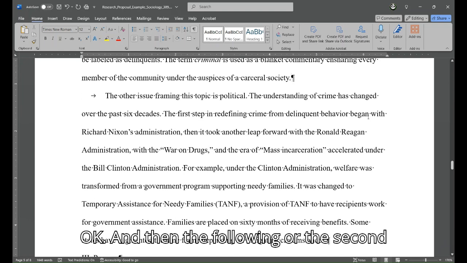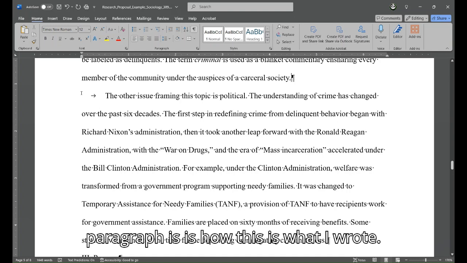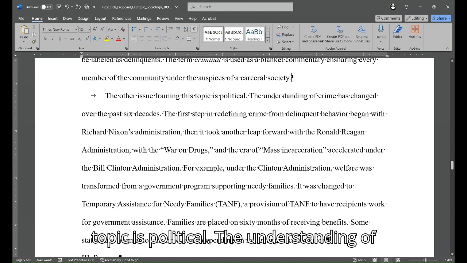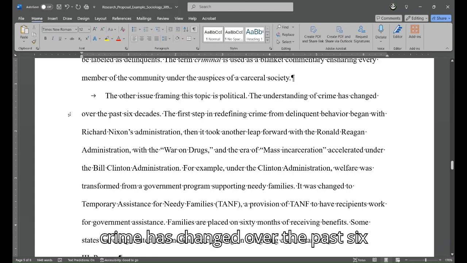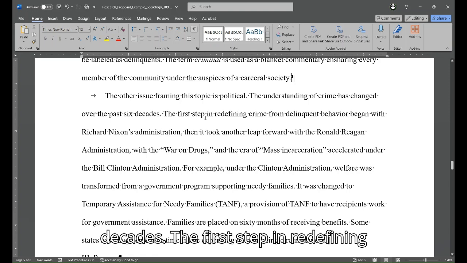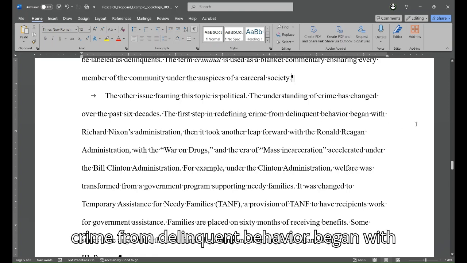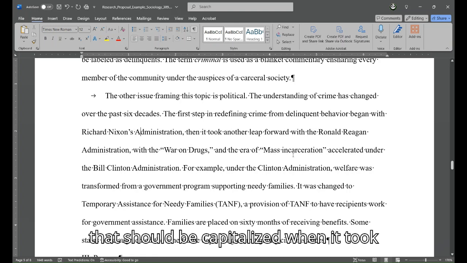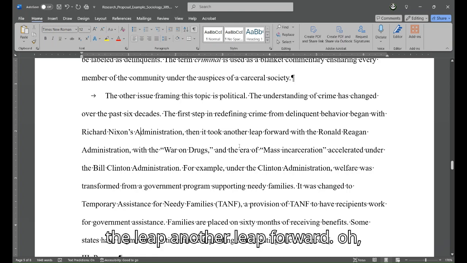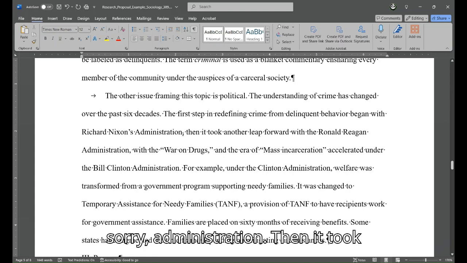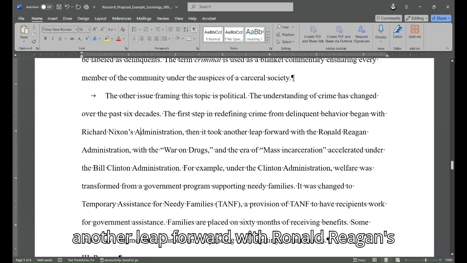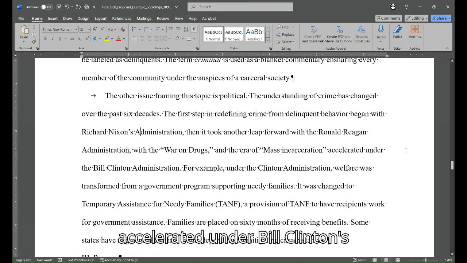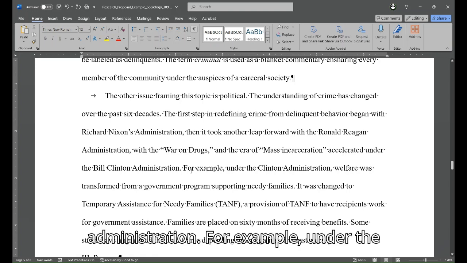Okay. And then the second paragraph is what I wrote: The other issue framing this topic is political. The understanding of crime has changed over the past 6 decades. The first step in redefining crime from delinquent behavior began with Richard Nixon's administration. Then it took another leap forward with Ronald Reagan's administration with the war on drugs and the era of mass incarceration, accelerated under Bill Clinton's administration.